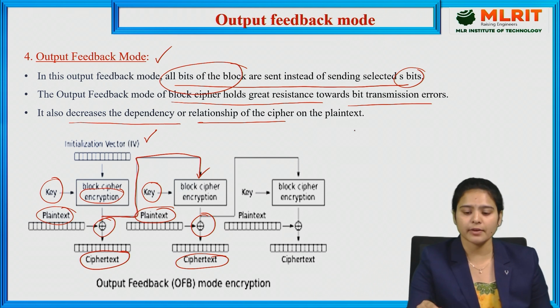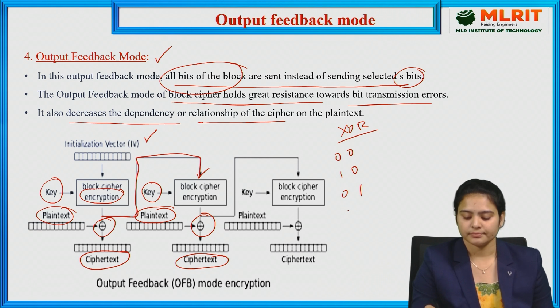We have already discussed the XOR operation in the previous slide: 0 0 1 0 0 1 1 1. While we are getting 0 0, we will get 0 1 0 1 0 1 1 1 1 0.